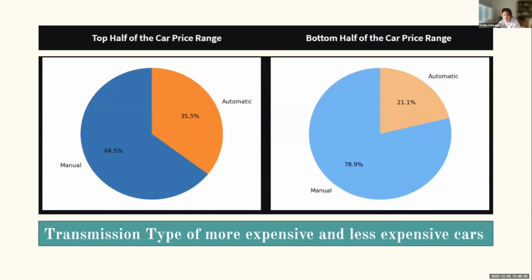Next, we looked at the differences between cars that were above average price and below average price. You can see in the pie charts, first we look at transmission type, so either manual or automatic. You can see the left half of the screen has the pie chart for the top half of the price range, and then the bottom half of the price range is on the right side of the screen, sorry. You can see that manual transmissions are definitely more common, but that's especially so in the bottom half of the price range.